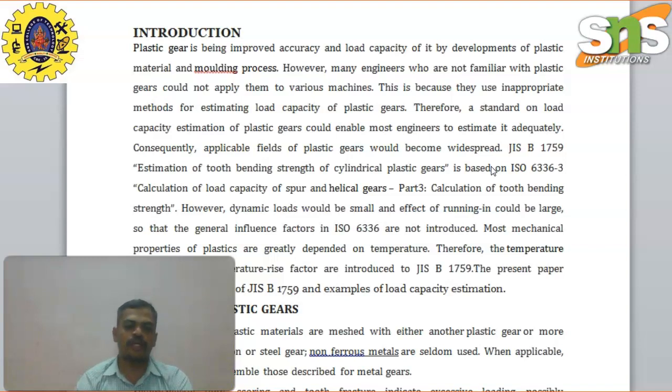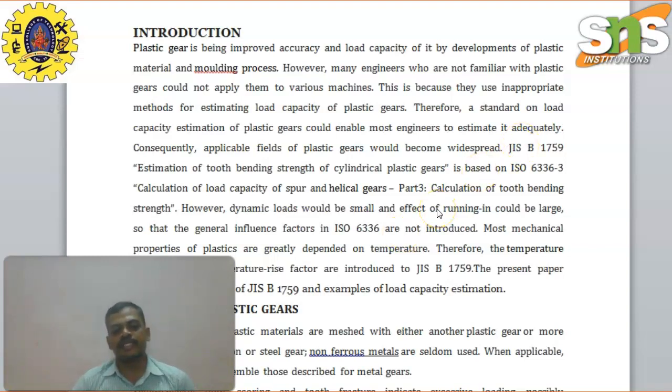The mechanical properties of most plastics depend greatly on temperature. Therefore, the temperature factors and the temperature rise factors are introduced in JIS B 1759. This presentation describes the outline of JIS B 1759, examples, load capacities and estimations.